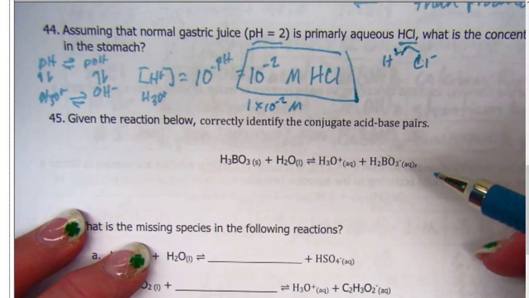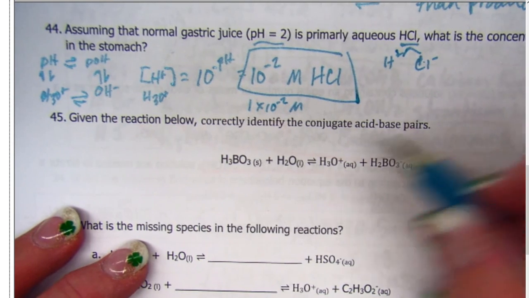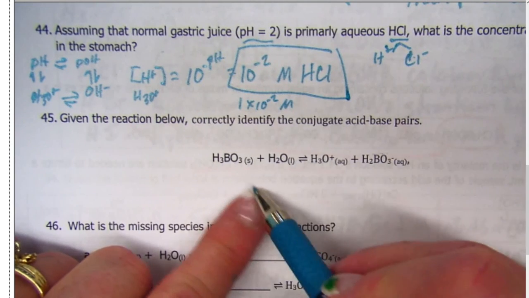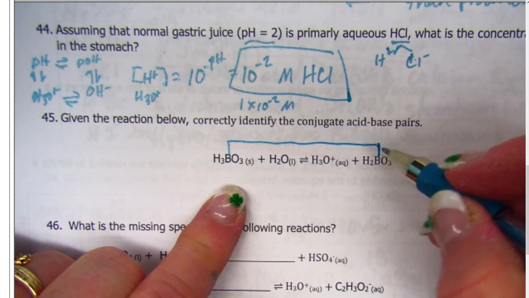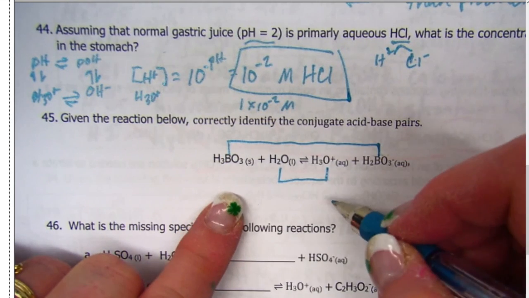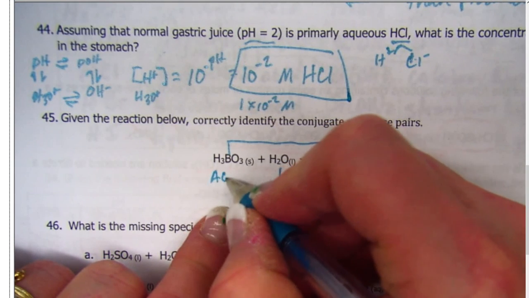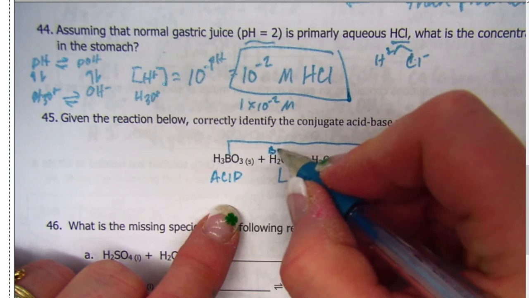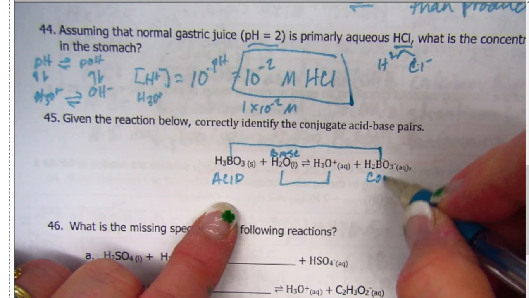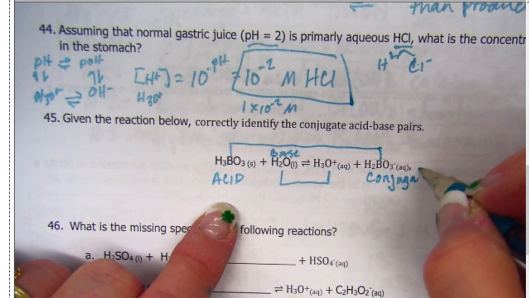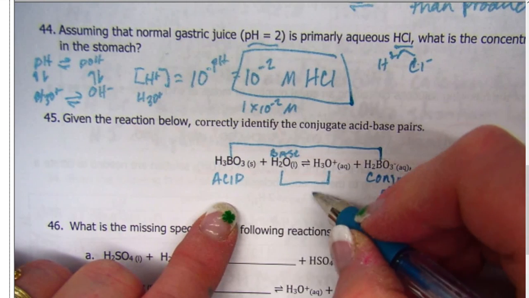Next part, given the reaction below, correctly identify the conjugate acid pairs. So first thing I do is say, okay, what's changing from side to side? Well, this one is losing a hydrogen, so these two are going to go together, and these two are going to go together. This one is losing a hydrogen, therefore it is the acid. That makes this the base. And the other side connected to this is the conjugate acid. Sorry, conjugate base. And this is the conjugate acid.